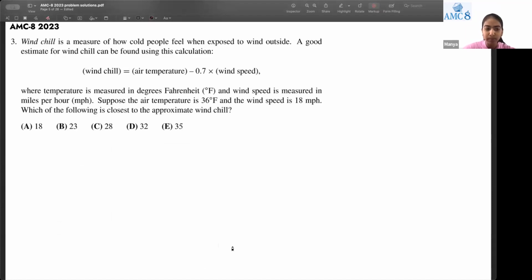So where temperature is measured in degrees Fahrenheit and wind speed is measured in miles per hour, suppose that the air temperature is 36 degrees Fahrenheit. I'll just write W for wind chill to not get confused. So W is equal to, the air temperature is 36. I'm just replacing this into the actual formula: 36, and the wind speed is 18. Then we'll be getting 36 minus 0.7 times the wind speed.